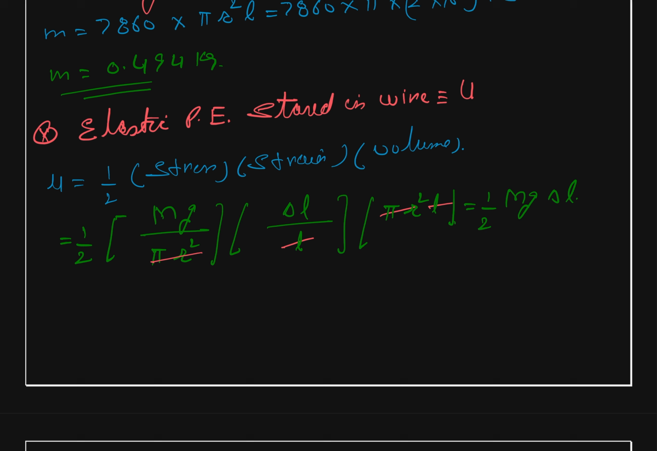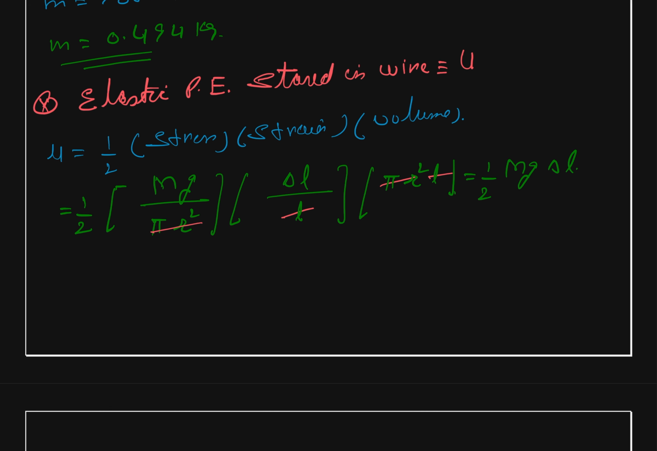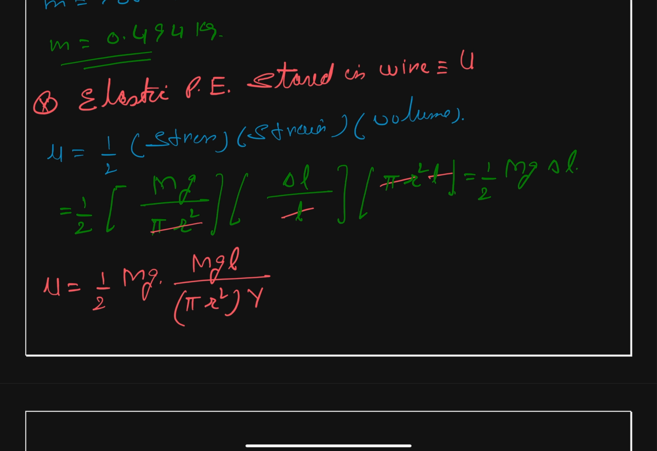Okay. And the change in length delta L is not given to us, so we are going to convert this using Young's modulus of elasticity. Therefore we can write U is equal to half mg, and in place of delta L we can write mgL divided by pi r square multiplied by Young's modulus Y, which can be further simplified as M square g square L over pi r square multiplied by Y.